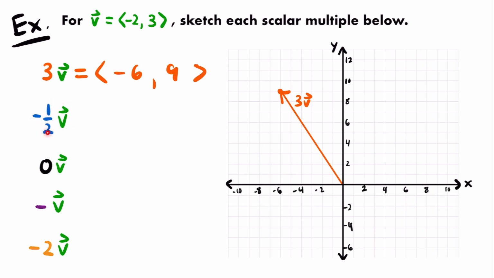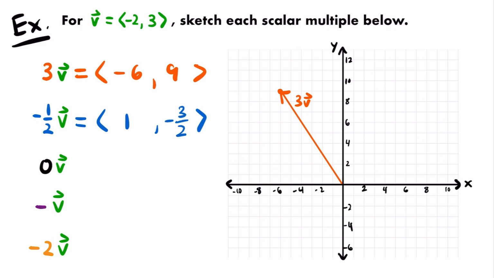This time we have negative 1/2 times vector v. So what we want to do is multiply negative 1/2 by each of these components for vector v. So if we do that, we'll have that this is equal to negative 1/2 times negative 2, and then negative 1/2 times positive 3. All right, now if we simplify, negative 1/2 times negative 2, that's just going to be positive 1, right? The negatives will cancel out, and 1/2 times 2 is just 1. So this first component just becomes 1. And then the second component, we have negative 1/2 times 3. That's just going to become negative 3/2. So we'll have negative 3/2.